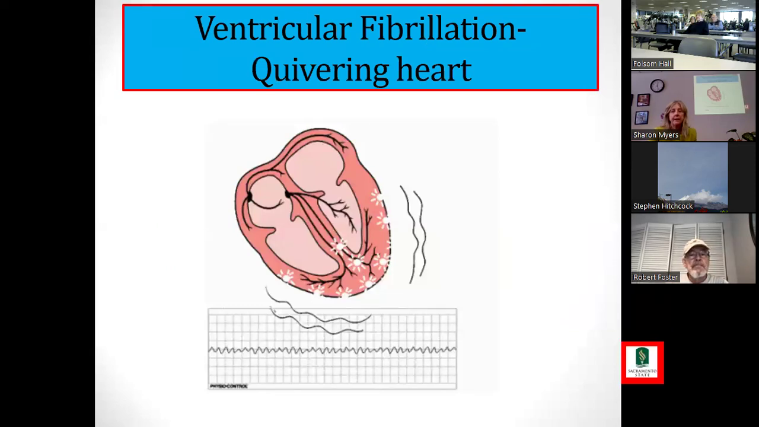There's another arrhythmia that's very dangerous called ventricular fibrillation. And on the EKG, you don't even see a PQRST, right? All you see is this fluttering or fibrillating. You won't be able to feel a pulse because the heart's just quivering. And there's no cardiac output. And you'll be in trouble very quickly with that one.